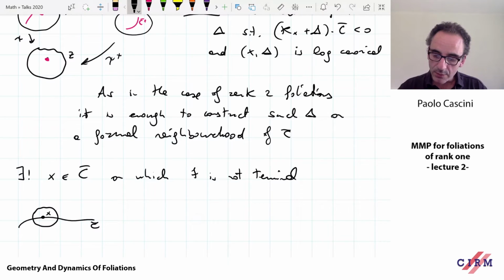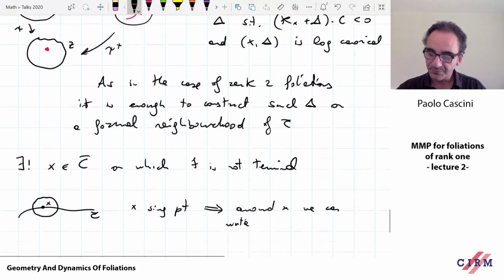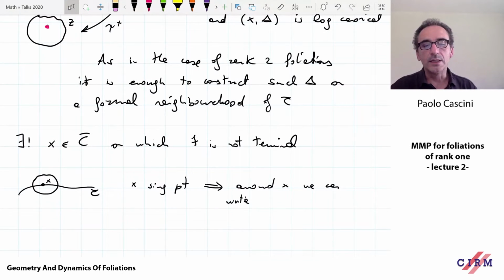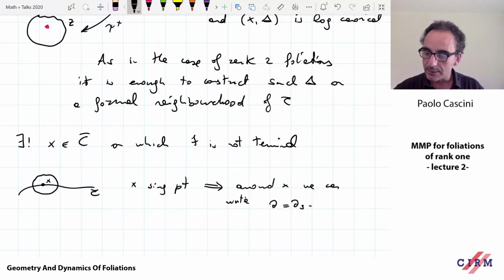Well, as we mentioned, X is a singular point. So around X, we can write the foliation. There's a bit of work to do because it's not true that it's Gorenstein in general. So we might have to take covers, but this is not the most technical problem. So I will skip some, I will cheat a little bit. Assuming that it's Gorenstein at the point X, we can write delta S plus delta M.